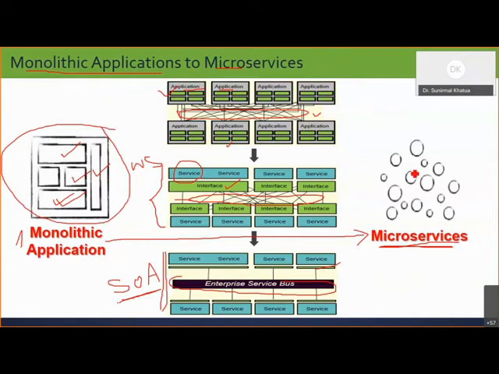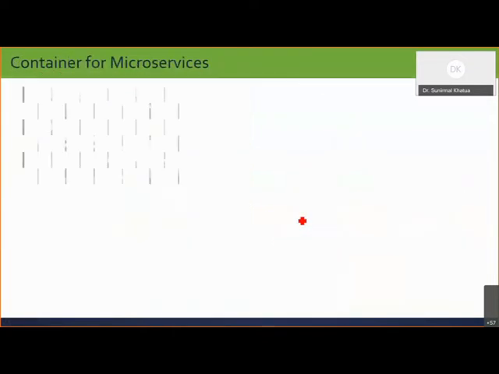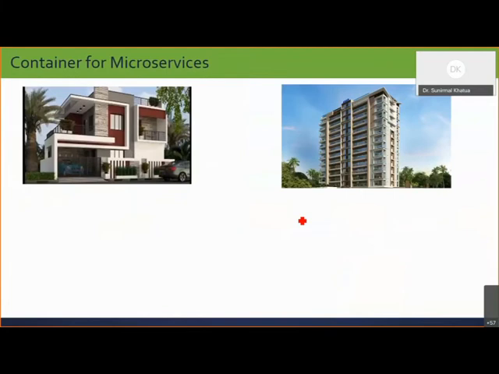Now the question is, should we also deploy those microservices in each VM? Should we have one VM to one service, like the monolithic application, or not? That one we will discuss in our next topic. So now, let me discuss the container first, then I will discuss how the microservices will map to the virtual machine.